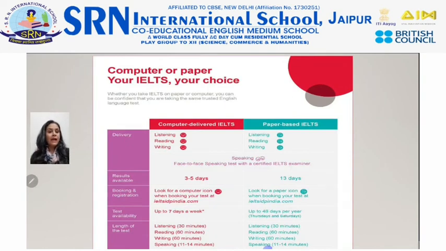Now the difference lies in the declaration of the result. In case of your computer-based assessment, the result is declared very soon, which is within 3 to 5 days. And in your pen and paper assessment, it takes around 13 days to declare your result. Now you can easily book and get the registration done for both papers, whether computer-based or pen and paper assessment. Now the test availability is up to 7 days a week, and for pen and paper assessment it is up to 48 days per week, Thursdays and Saturdays. Now the length of the test remains the same, so there is no difference there.